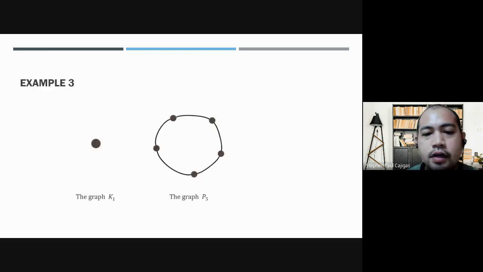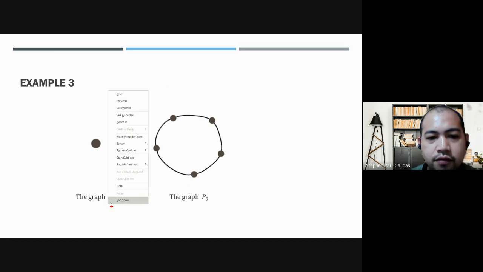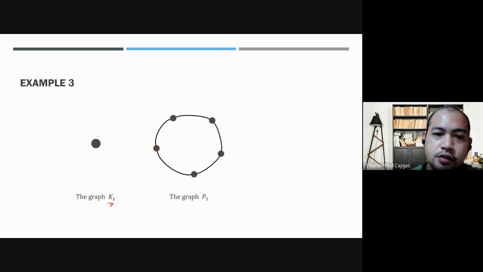Let's go first to a third example. So we now have the graph. We really specify what our graphs are. So we have graph K1, or the complete graph with just one vertex, so a single vertex. And then this should be C5. In the module, I corrected this. This should be C5, so the cycle graph with 5 vertices.